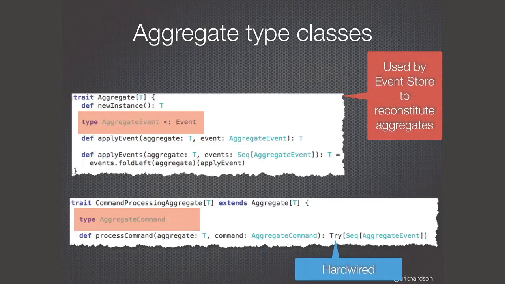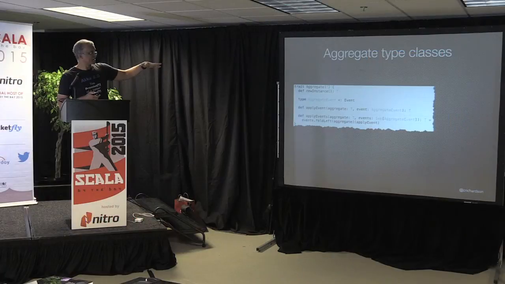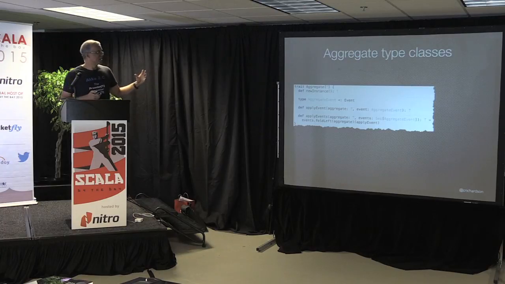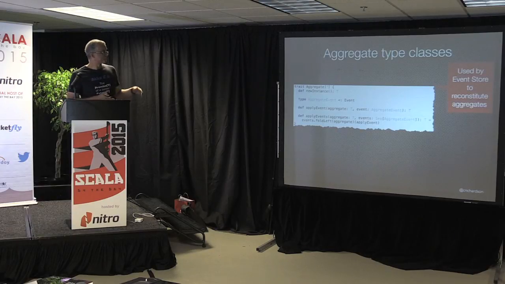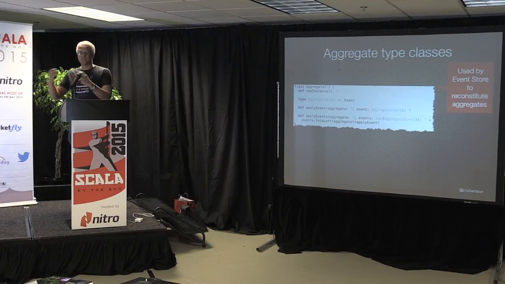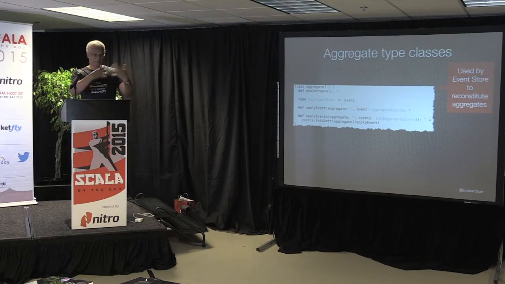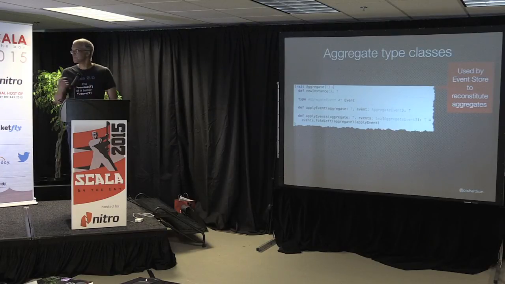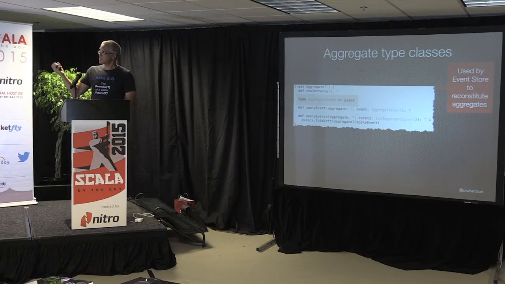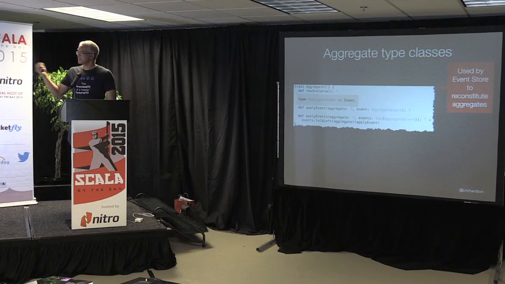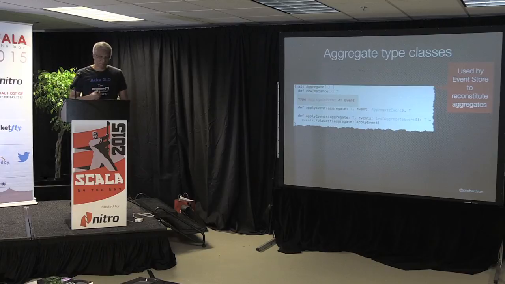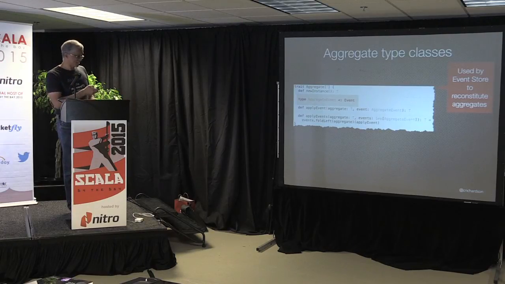So there's a couple of type classes that capture this behavior. We've got the aggregate type class that's got the new instance behavior corresponding to the seed, and also the apply event logic as well, and that's used by the event store to reconstitute the state of an aggregate when it's loaded from the database. It's got an abstract type member, the aggregate event, that's currently constrained to be a subtype of event, though that might not be necessary.